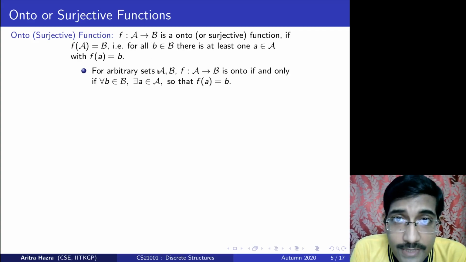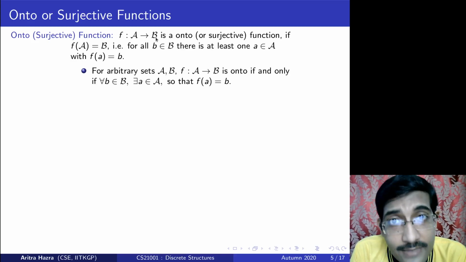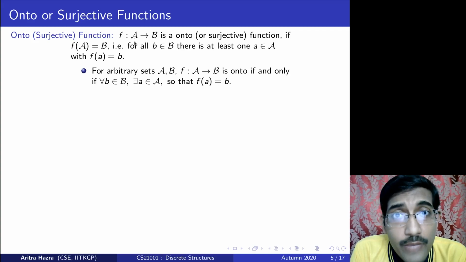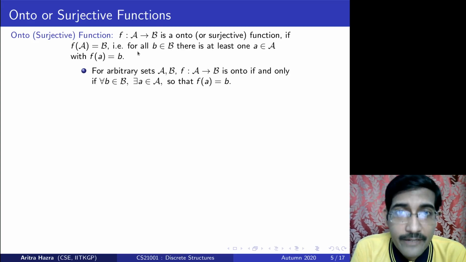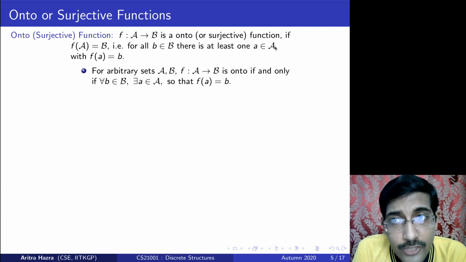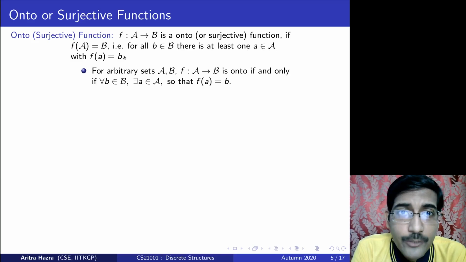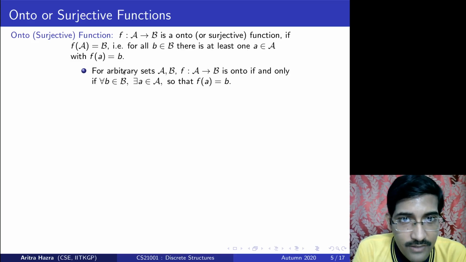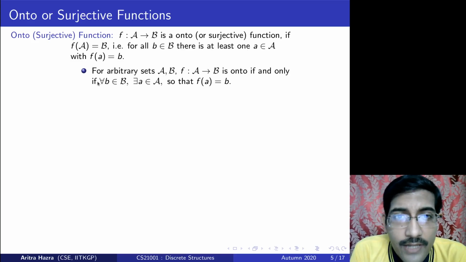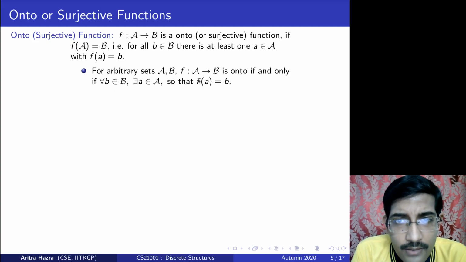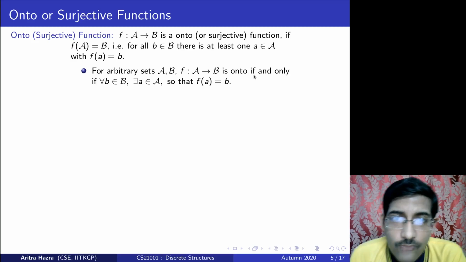However, onto says that no elements in B could be left out from A, but it relaxes the earlier criterion that one element could be associated from two different elements. However, no element is left vacant. So for all b in B, there is at least one a such that I have an a-to-b association. Formally we say that for all b there exists some a such that f(a) = b. Then it classifies as an onto function.